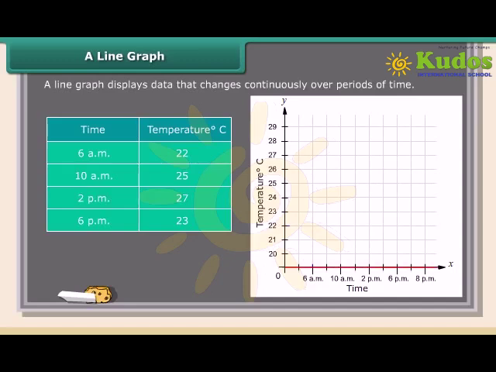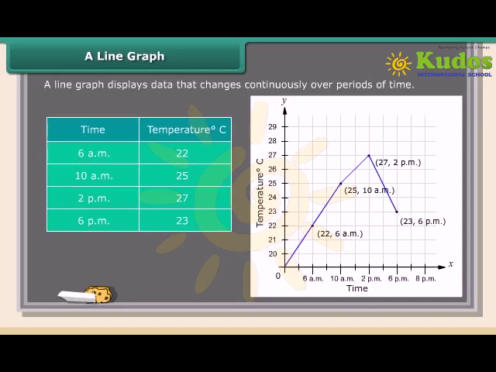The horizontal line, x-axis, shows the timings at which the temperatures were recorded. The vertical line, y-axis, denotes the temperature. The temperature of every 4 hours is recorded and plotted as points as shown in the graph. These points are connected by line segments. The result is a line graph.